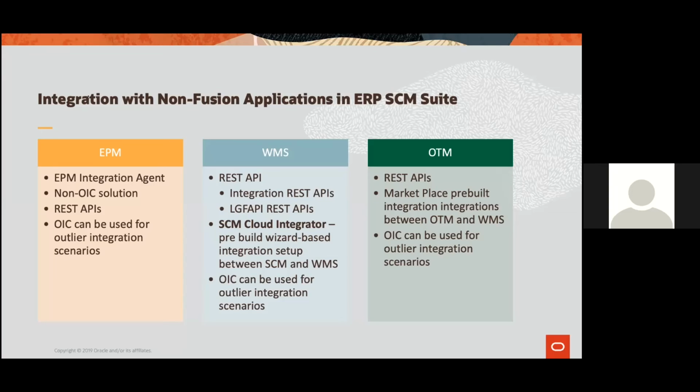Warehouse management system is another common non-Fusion application we have come across. Warehouse management system does provide some pre-built integrations to integrate into inventory. You can go to Oracle Marketplace or MOS support to download some of these integrations. And again, you can use OIC along with the WMS REST APIs for outlier integrations. OTM, Oracle Transportation Management, is one of the non-Fusion apps. Again, OTM exposes REST APIs. It has pre-built integrations between OTM and WMS. And OIC can again be used for outlier integrations if needed.